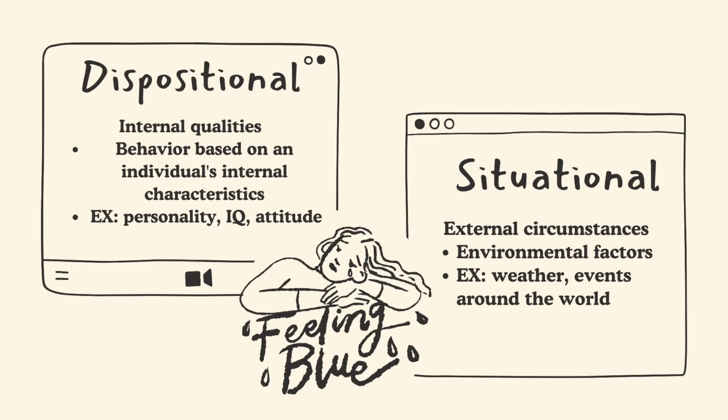The first one is dispositional attribution. It mainly focuses on internal qualities, which is explaining behavior based on an individual's internal characteristics. For example, our personality, our IQ, and our attitude toward things. Situational attribution is the external circumstances. For example, environmental factors, like weather or events around the world.